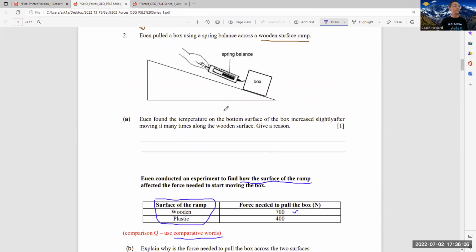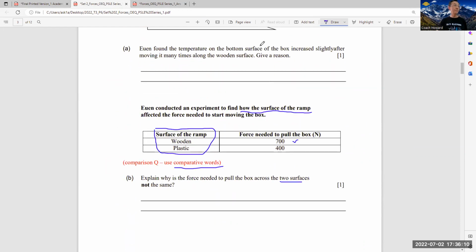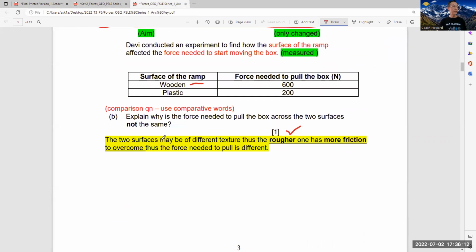Now he changed the surface of the ramp, the box still remains the same. He only changed the surface of the ramp. So in your answer, you should say, the surface of the wooden ramp is rougher than the plastic ramp. Therefore, there's more frictional force between the wooden surface and the surface of the box. So I save this as well. And I will continue the next question in the next slide.